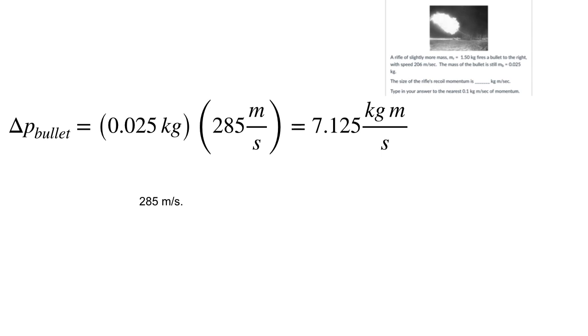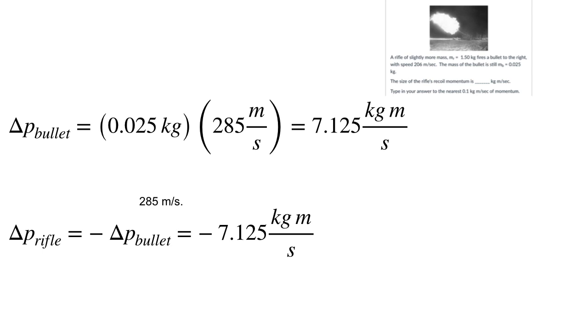So that's how much momentum it has absorbed from the rifle. And so the rifle has whatever that is, except in the opposite direction. So negative 7.125 kilogram meters per second. And so that'll give the rifle a little bit of kick off to the left. The bullet's going over this way, and the rifle kicks back into your shoulder, back this way. And that's what recoil is.